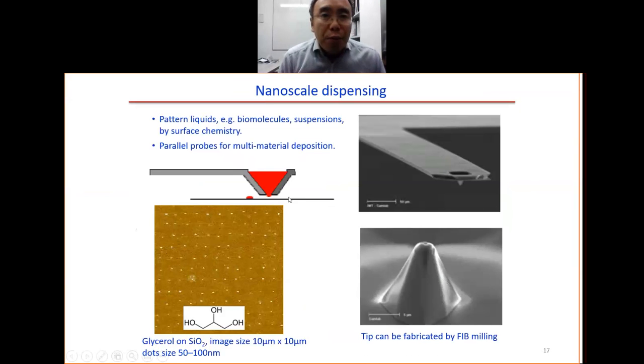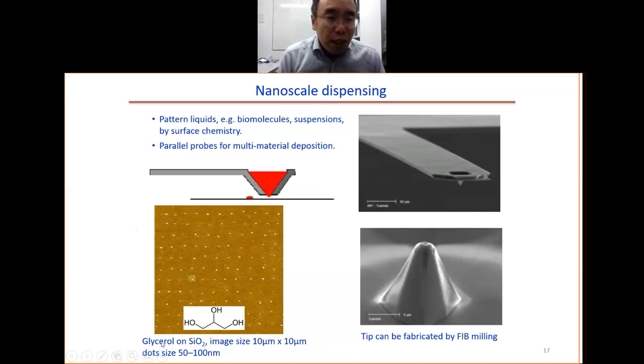Here is another example. This is called nanoscale dispensing. You drill a hole onto the tip. Then you transfer some liquid onto the substrate. In this case, it's glycerol. This molecule here, glycerol. Why do we choose this molecule?